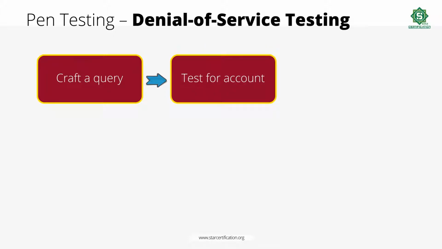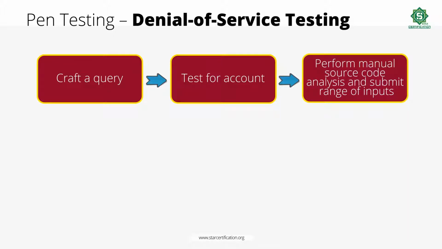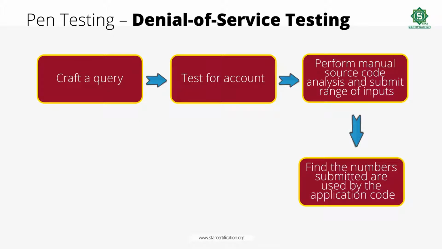Test for an account that does not lock after a certain number of failed attempts and find places where the application discloses the difference between valid and invalid logins. Next is performing a manual source code analysis and submitting a range of inputs with varying length to the application, followed by finding where the numbers submitted as a name-value pair might be used by the application code and then attempting to set the value to an extremely large range. Check if the server continues to respond after this or not.